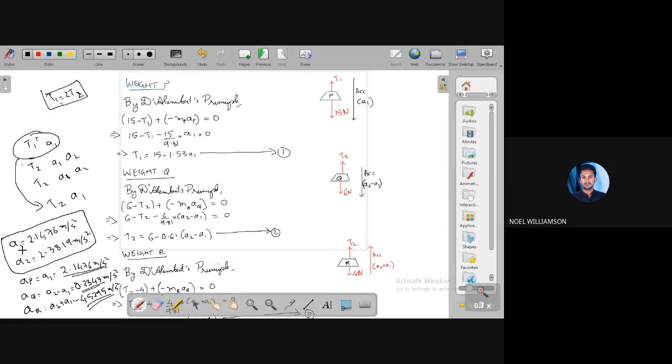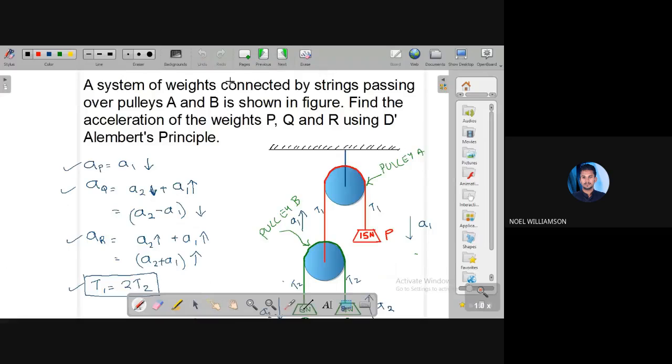Then you will get the values for A1 and A2 individually. Now, in order to find each value, the acceleration for P is A1 itself, the acceleration of Q is A2 minus A1, and the acceleration of the point R, or weight R, is A2 plus A1.